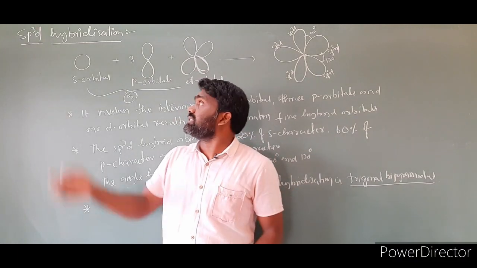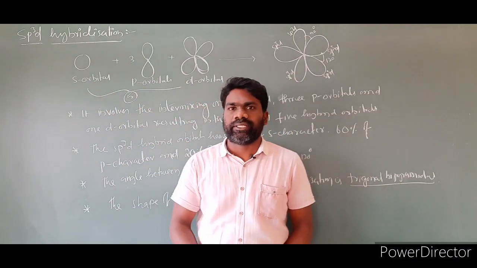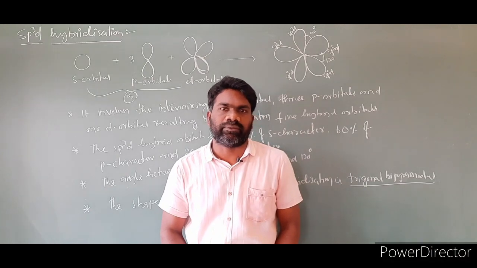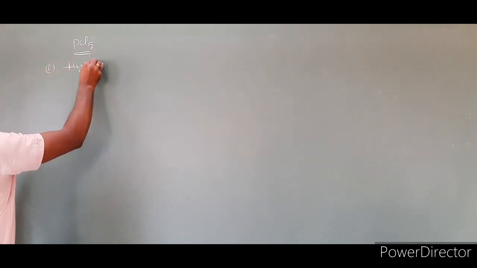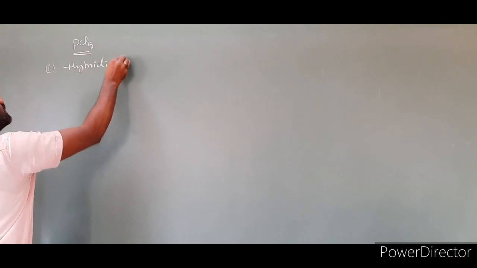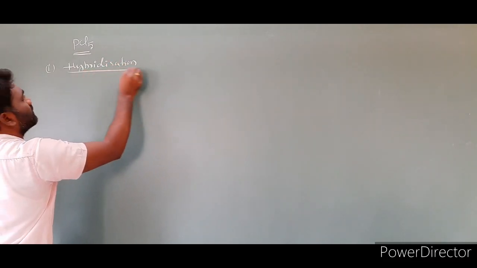Now let us discuss sp3d hybridization by taking one example. An example for sp3d hybridization is PCl5. I'm taking the PCl5 molecule. We have to write two steps. Step one is hybridization and the second is overlapping. The first step is hybridization.